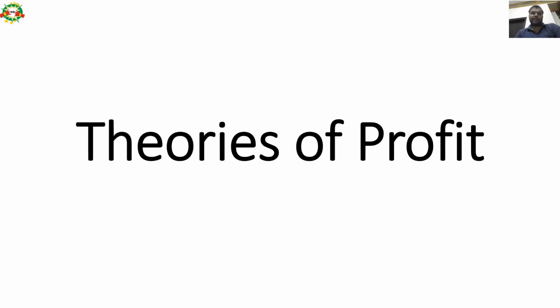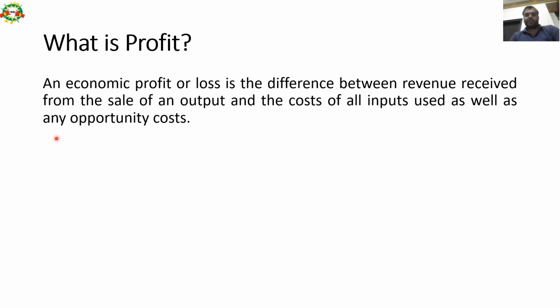Now, the third and last topic of today's session is theories of profit. First, let us understand what profit is. An economic profit or loss is the difference between revenue received from the sale of an output and the cost of all inputs used, as well as any opportunity cost. So cost is the sum total of inputs used plus opportunity cost. Please remember these three words.